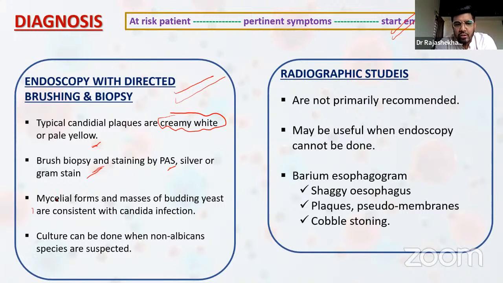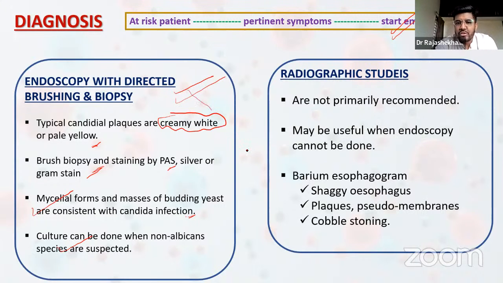The microbiological structure usually depicts mycelial forms with masses of budding yeast, which are very constant in this candida infection. The culture can be done if you are suspecting a non-albicans species. As I told you, this is very rare, but you can consider cultures. Radiographic studies are not primarily recommended, but they can be considered when you cannot do the endoscopy.